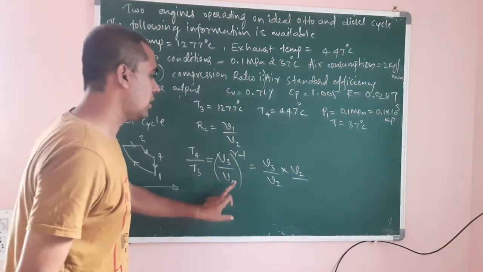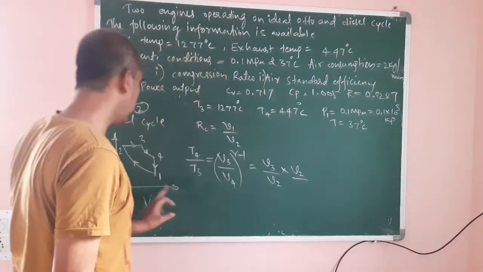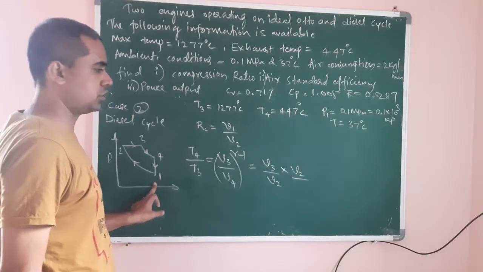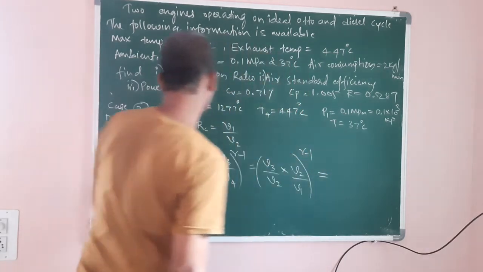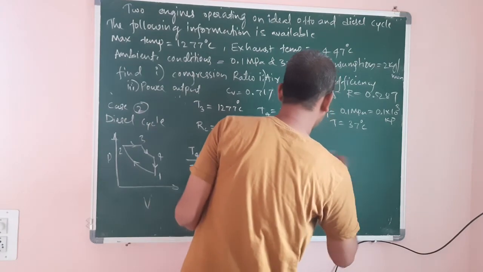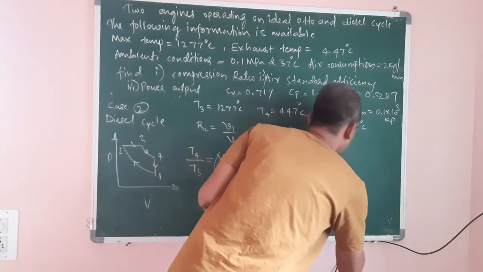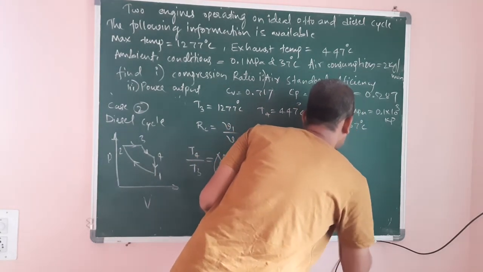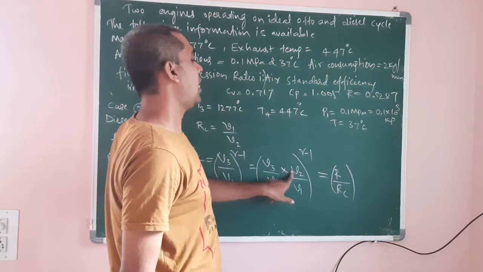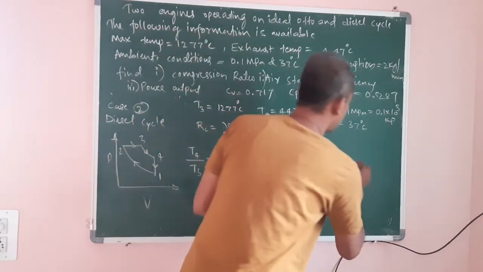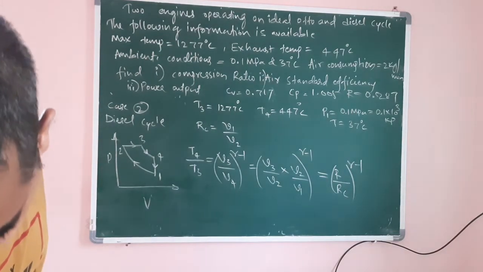Listen here. Instead of writing P2 by P4, what I will do? I will write P2 by P1. Why? Because P4 equal to P1, which is a constant volume process. All raised to gamma minus 1. This P3 by P2 is the cutoff ratio, and P1 by P2 is the compression ratio r. Therefore P2 by P1 is in the denominator, raised to gamma minus 1. Now we have to calculate this value.